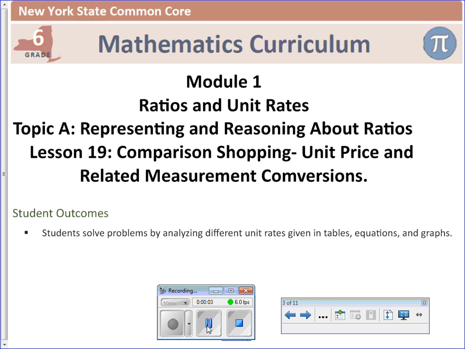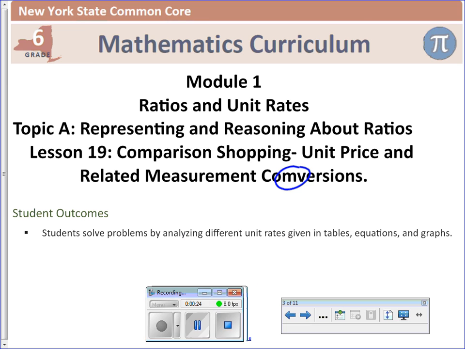Alright, today we're looking at Module 1, Lesson 19, Comparison Shopping Using Unit Price and Related Measurement Conversions. Oh, look at that. There's another typo here. Conversions. Okay. Anyway, today, basically, again, doing nothing new. It's just going to be a different look at what we've been working on.